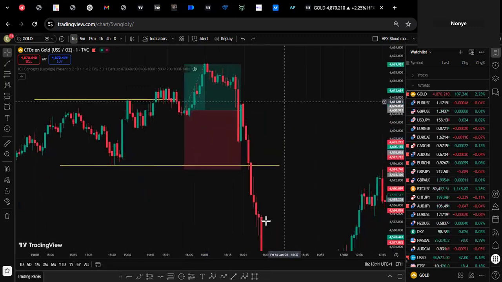So at this point, it's broke below, but the difference now is that it didn't come back to this zone, right? So this particular point can be very, very tricky. So you're now asking, how do I deal with this then? It can be very tricky, right?